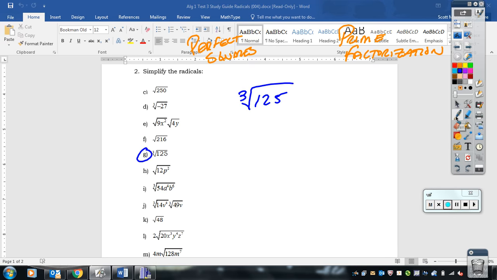Try to move a little bit quicker. The cube root of 125 is just 5. That's just one you need to know. 5 times 5 times 5 is 125.